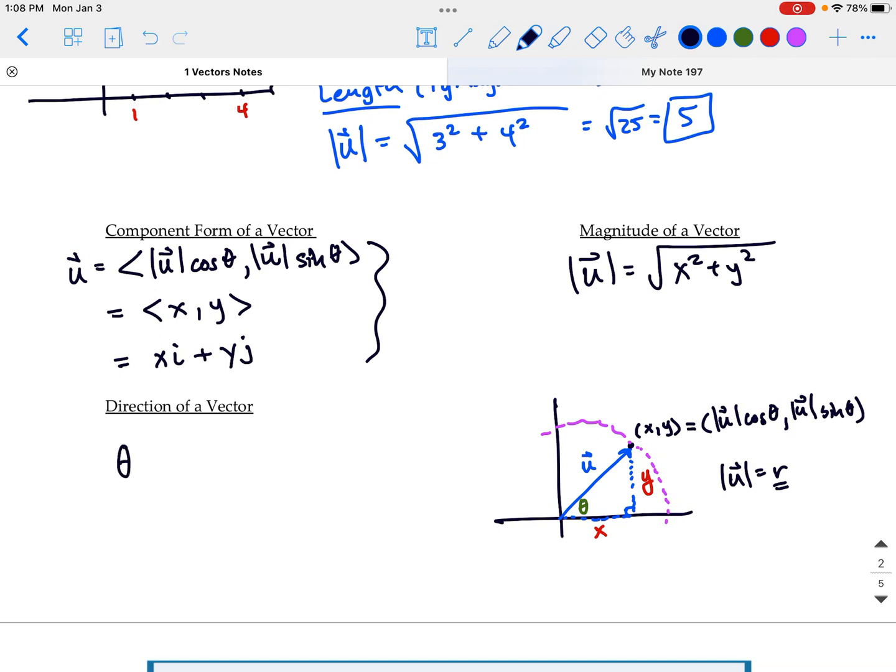And then the direction of a vector, again, is that theta, which can always be found with the arctangent calculation, arctan of y over x. These are the main pieces that we work with, using trigonometry and a little bit of geometry, in our calculations with vectors.